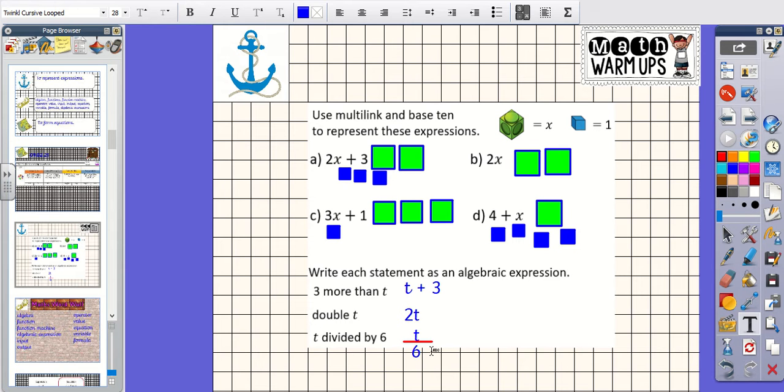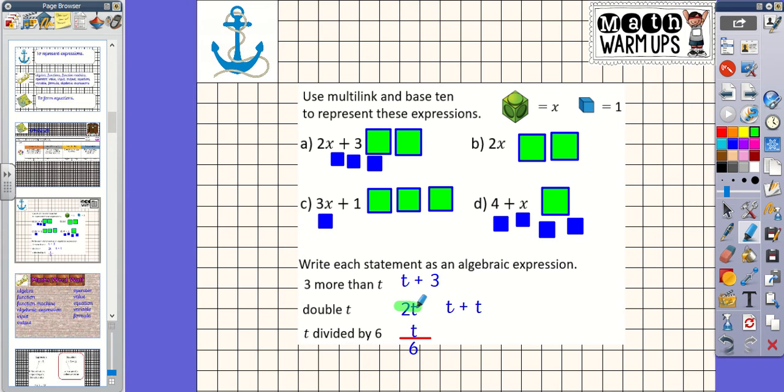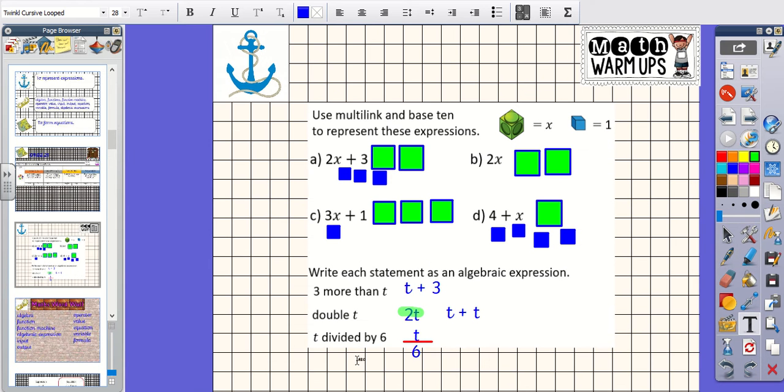Okay then, so each statement is an algebraic expression, so 3 more than t would be t add 3. Double t would be 2t because when we have a number before a letter, we need to multiply it. And obviously when we double, we multiply by 2. You could also have t add t as well, but the better one for you to have is 2t, so that one there. Okay, and then you have got t divided by 6, which would give you t divided by 6. It looks a little bit like a fraction, but using t to represent a number.